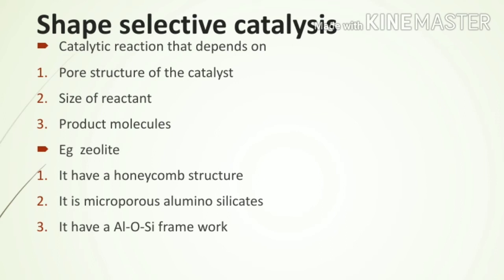Zeolite has a honeycomb structure. What are its properties? Zeolite is a microporous aluminosilicate. It has a three-dimensional network of silicates, and some silicon atoms are replaced by aluminium atoms. Its framework is aluminium, oxygen, silicon, aluminium, oxygen, silicon, which has a three-dimensional arrangement.